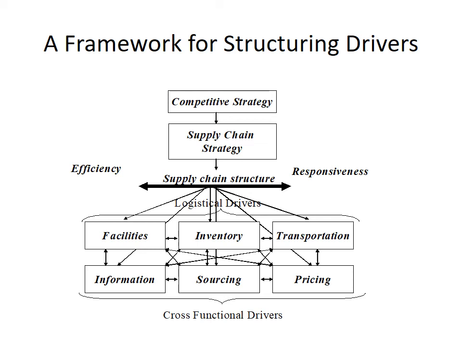As we discussed in the previous lesson, the goal of a supply chain strategy is to strike the balance between responsiveness and efficiency that fits with the competitive strategy. To reach this goal, a company must structure the right combination of these 3 logistical and 3 cross-functional drivers. The combined impact of these drivers, as you can see in this framework, determines the responsiveness and the profit of the entire supply chain.